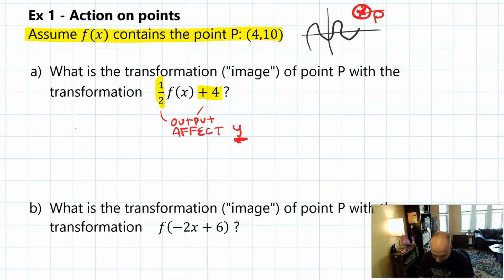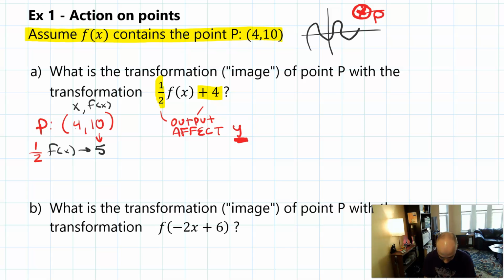the y coordinate. So I could imagine that I have the point P with coordinate (4, 10). Then I might do 1/2 of the 10 value, right? Because 1/2 does not affect the x value. The point P has coordinates x comma f(x). So doing 1/2 f(x) is going to turn this into 5. And then the plus 4 is going to turn 5 into 9.